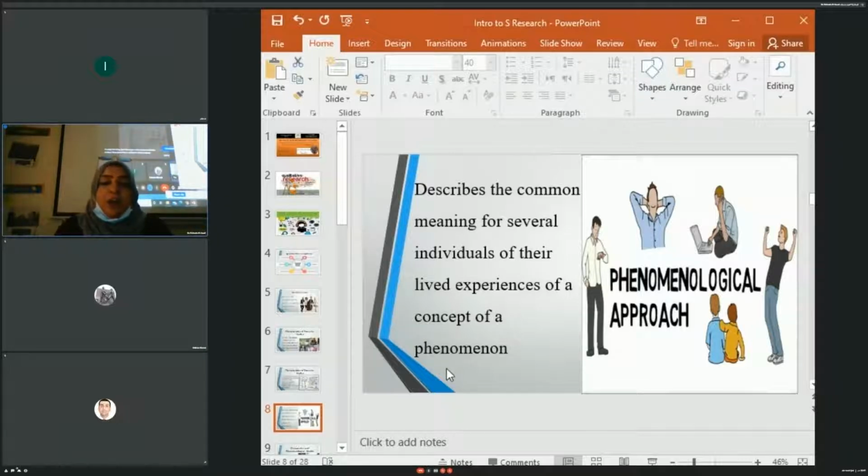Now, the other kind of qualitative research is called phenomenological approach. From the title, it means that we have a phenomenon and we are aiming to study it. So the phenomenological study describes the common meaning for several individuals of their lived experiences of a concept or a phenomenon. Well, I thought a lot of something from our real life in order to give you as an example of this type of qualitative studies.